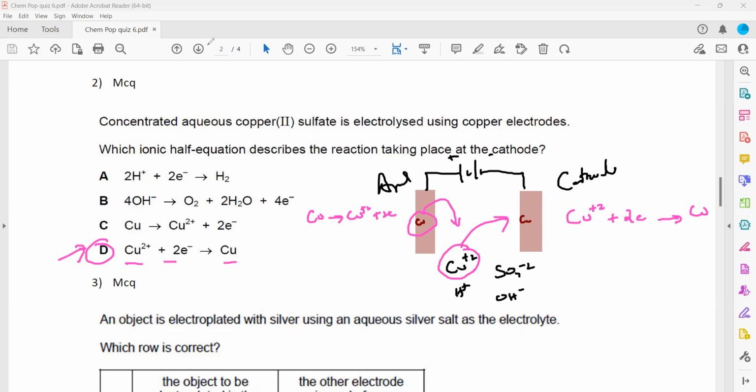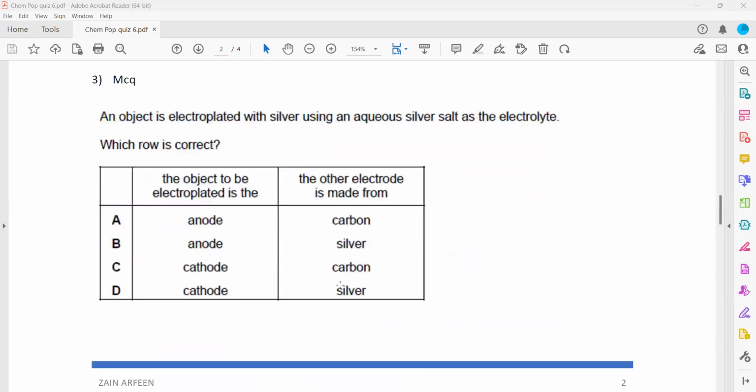Here, the size of the cathode will increase and the size of the anode will decrease. But the electrolyte does not change. There will be no change in the electrolyte.